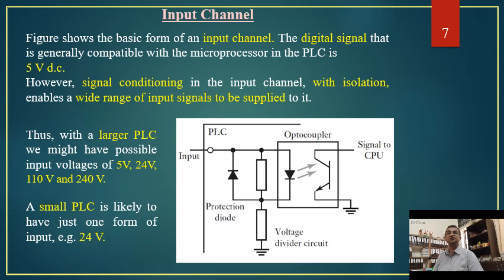A small PLC is likely to have just one form of input, something like 24 volt. Arduino has just one form of input, that is 5 volt DC, right? So smaller PLCs could also be designed to give one single voltage, that is 24 volts, which means that this PLC could be used only with the 24 volt input or output and no other inputs and outputs. Whereas larger PLCs could be devised with the proper opto-coupler and isolation systems for varying values of voltages.